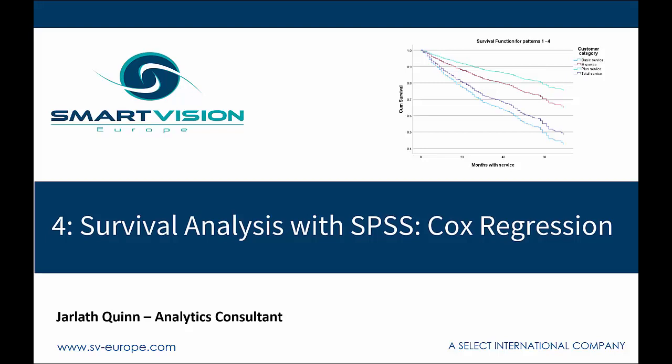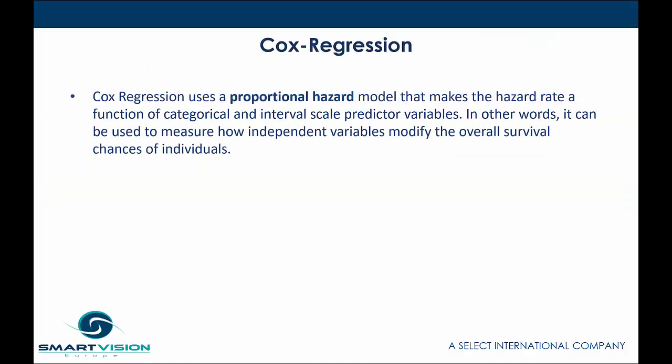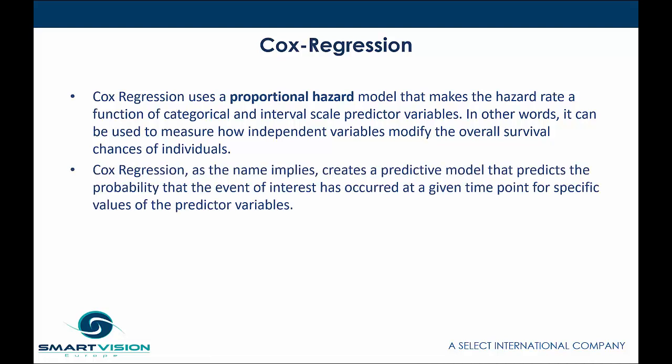In part 4 of this video series looking at survival analysis with SPSS, we're going to turn our attention to the Cox Regression algorithm. Now, Cox Regression is what's known as a proportional hazard model, and it makes the hazard rate a function of categorical and/or interval scale predictor variables. In other words, it can be used to measure how independent variables modify the overall survival chances of individuals.